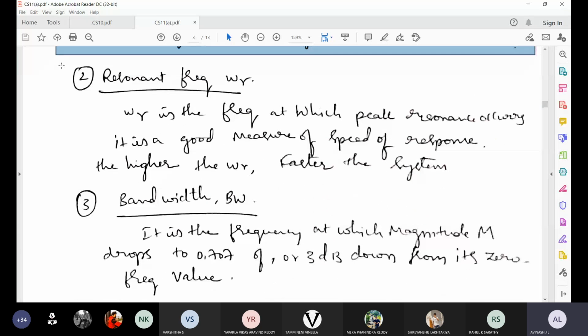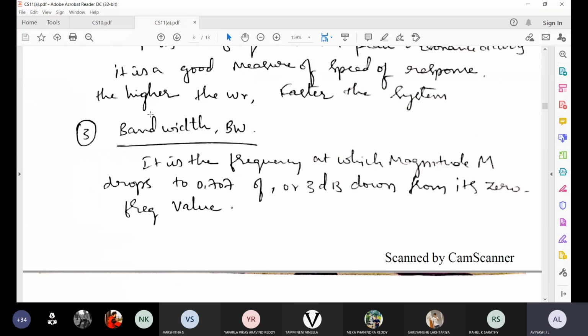Similarly, when we are talking about the resonant frequency ω_r, ω_r is the frequency at which the peak resonates. So the peak resonance will occur here, and it is a good measure of the speed of the system. The quicker the response, the faster the system. That's all.